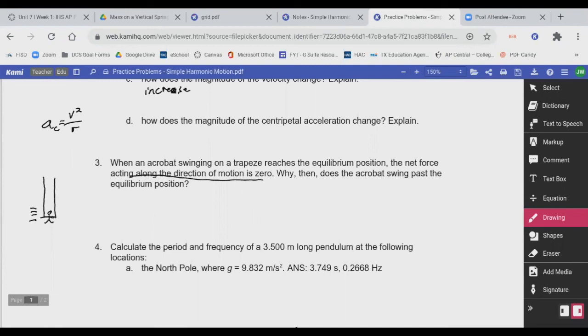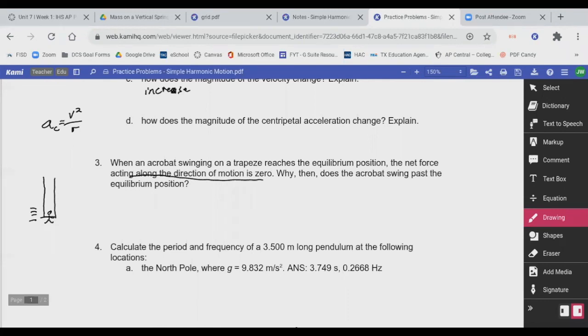So I answered this when I wrote down my answer. I said velocity is increasing as the acrobat approaches the equilibrium position. Though net force is 0, velocity is at its highest when passing through equilibrium. That's the way I explained it. Is it the best way? Certainly you can come up with something better, but it's not wrong.